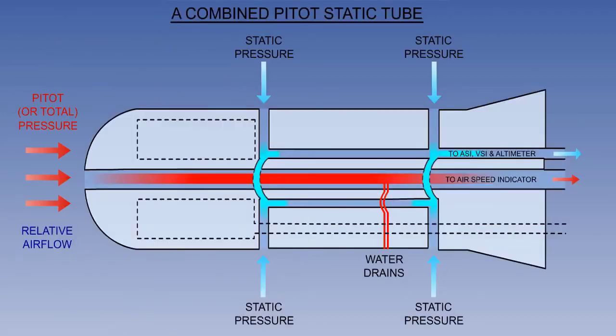The pitot and static heads may be combined into a single pressure head, known as a pitot static head, which we can see in this example. Here we have the static tube surrounding the pitot tube. The systems are still separate, and each system has its own pressure line leading to its own pressure instruments.